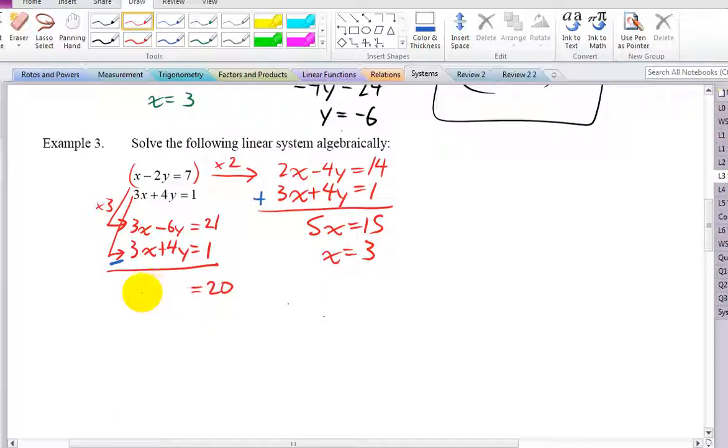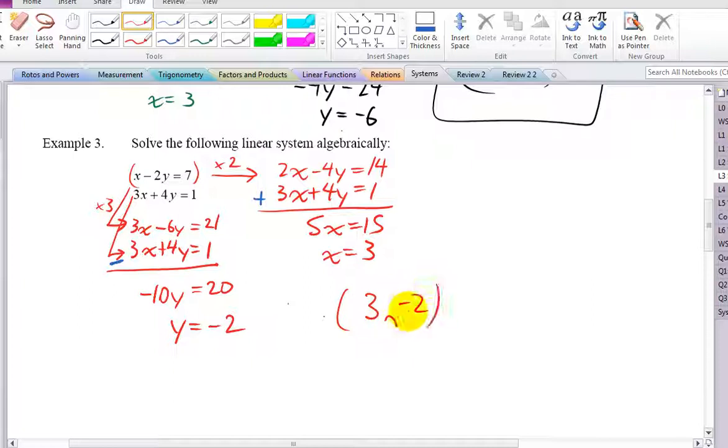Here's the trick. It's negative 10y because it's negative 6 minus 4y. So you're going down to negative 10. Okay. Then divide by negative 10, y equals negative 2. So your solution is (3, -2).